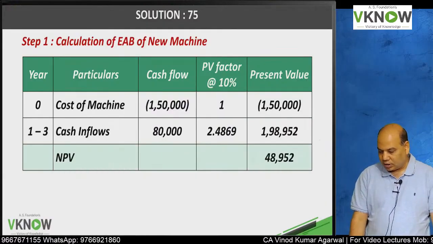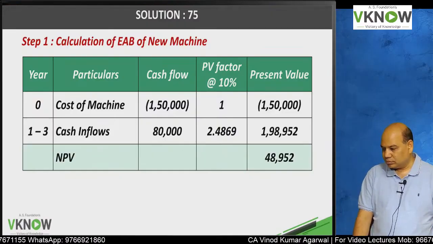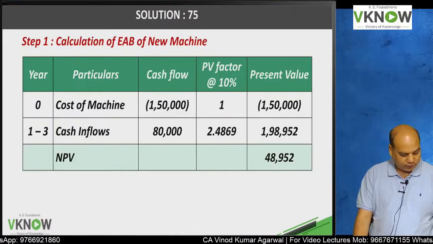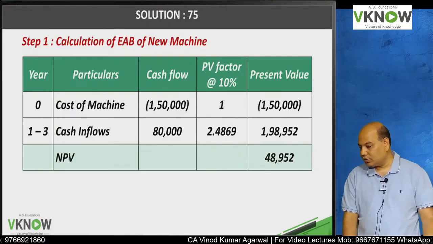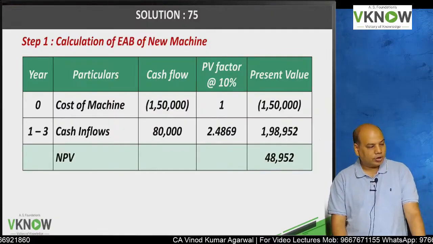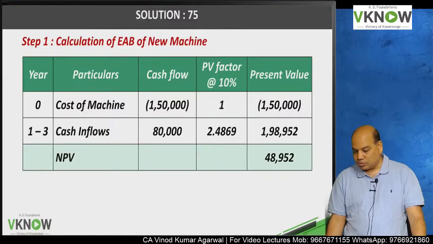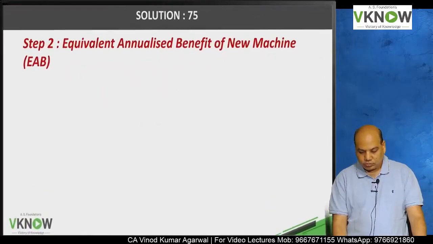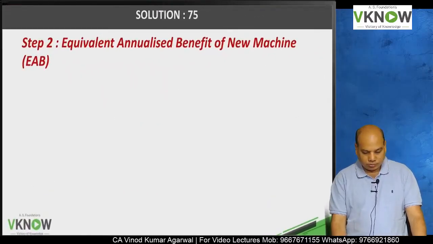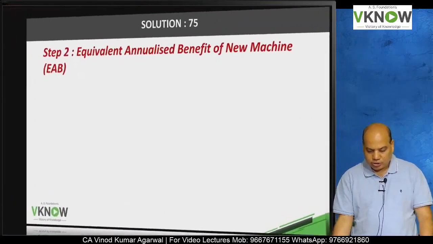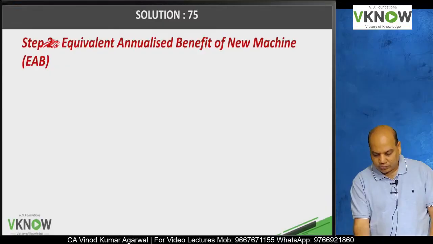And then NPV is 48952. Please check, 48952 is right. Very good. So now you come to step 2 below, or just write down below without changing the step number.